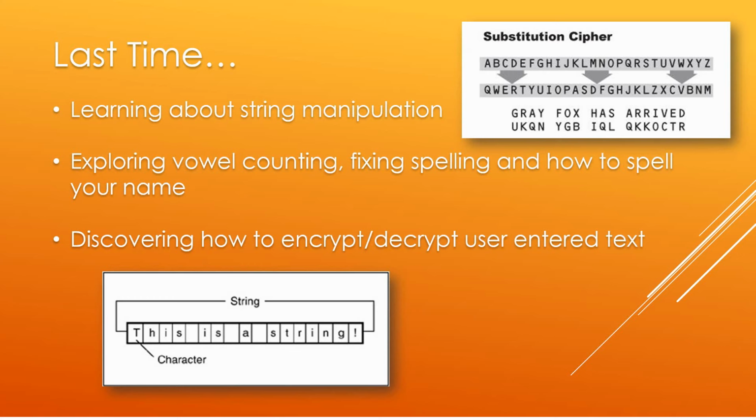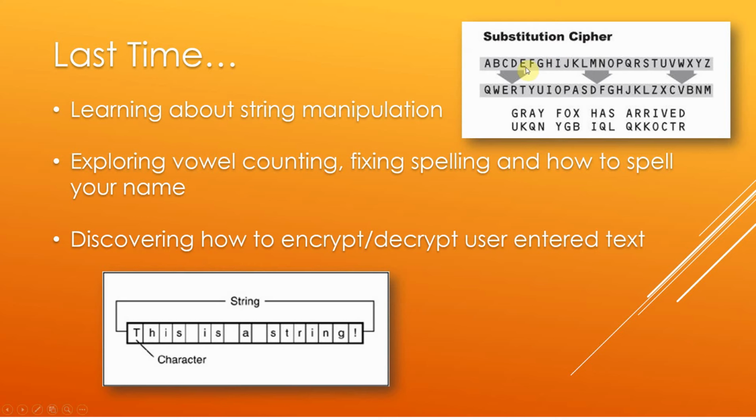Now, for some of you, encryption and decryption was a new concept. Encryption and decryption basically means taking input text and converting it into something else which doesn't look like the input text. So you can send that to a friend and they can then decrypt it and turn it back into the original text and see what the message was that you were trying to send them.